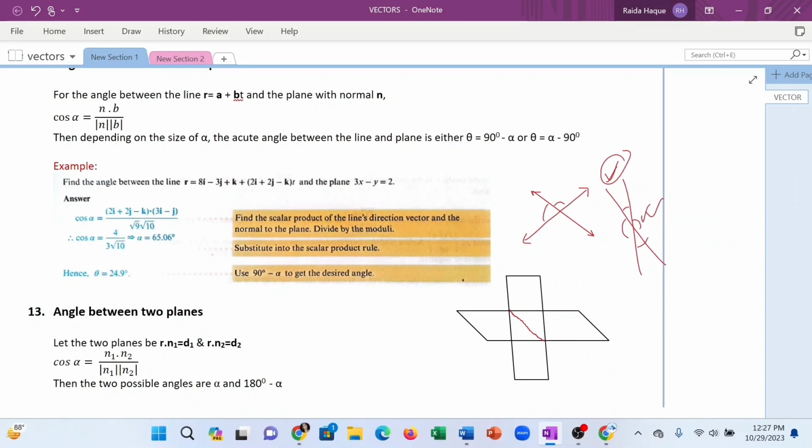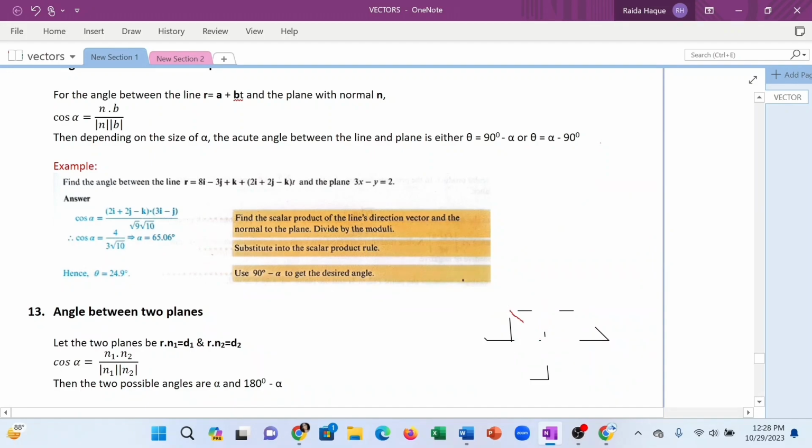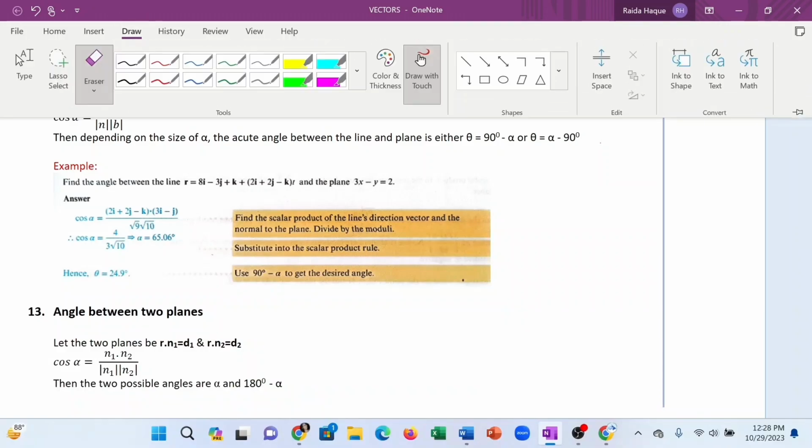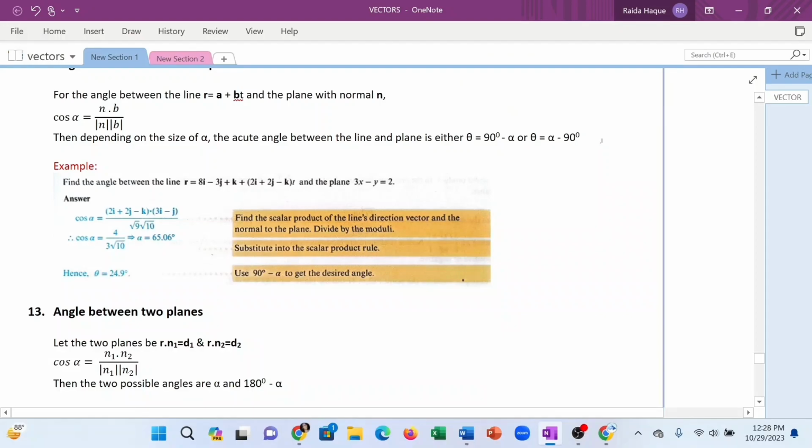So if you find this angle and they ask you to find the obtuse angle, it will be 180 degrees minus alpha. If you find this angle and they ask you to find the acute angle, it will be 180 minus alpha. Okay. But if you find an obtuse angle and they ask you to find the obtuse angle, then simply go with alpha. If you find an acute angle and they ask you to find the acute angle, then just go with alpha. Nothing too complicated.